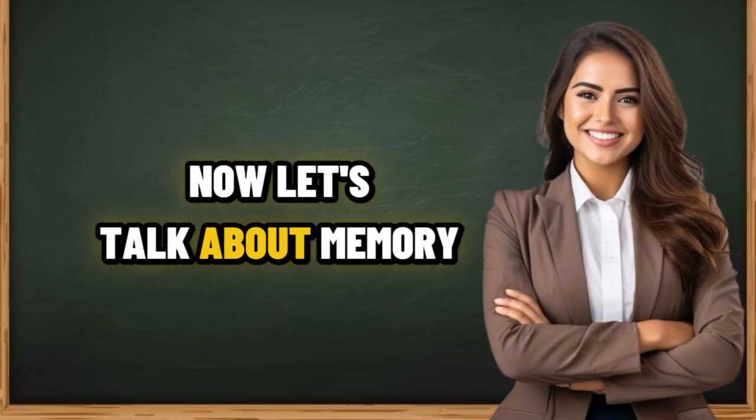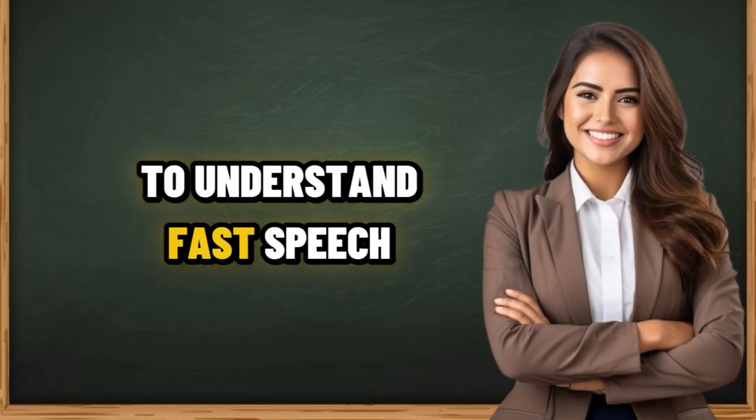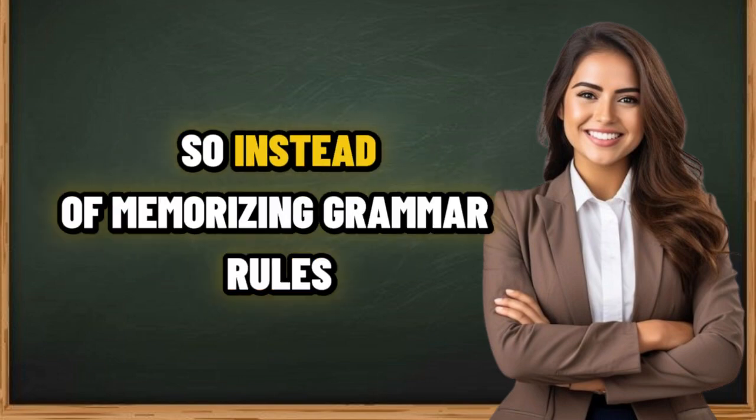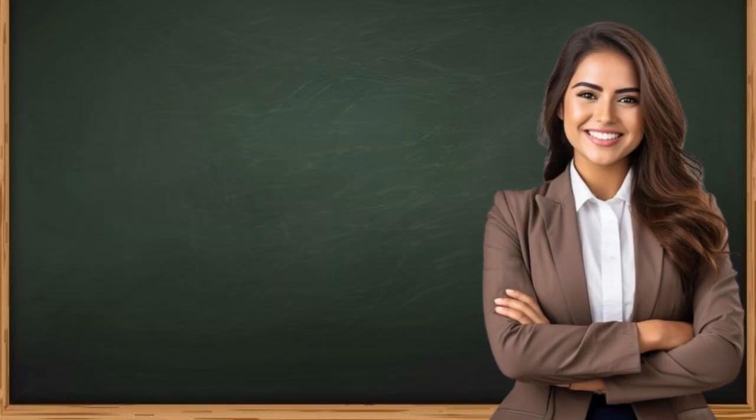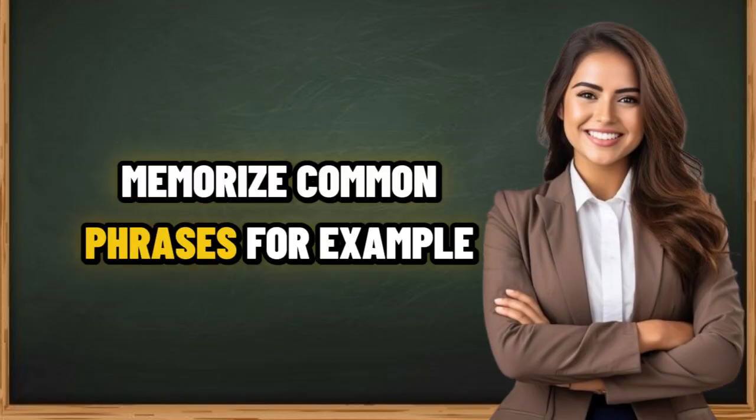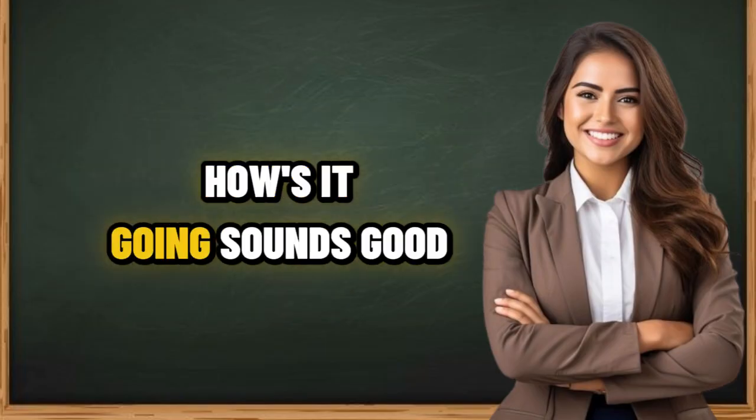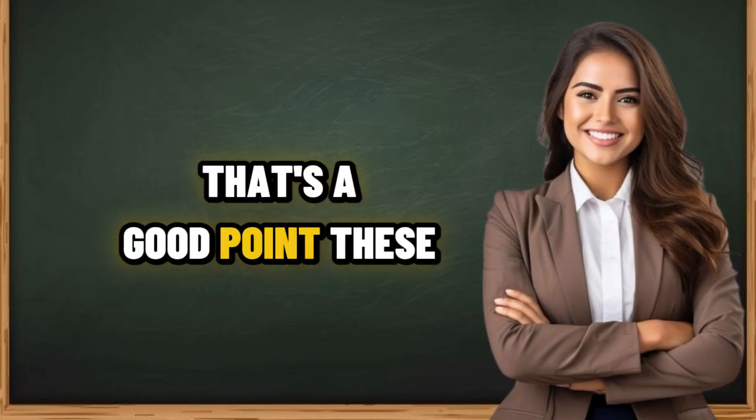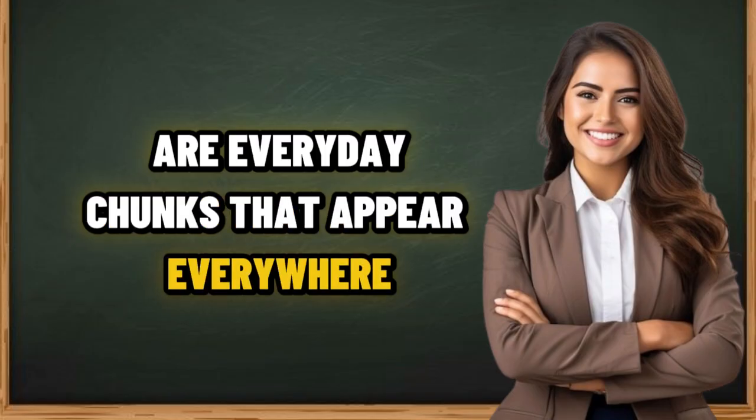Now, let's talk about memory. To understand fast speech, your brain must recognize patterns quickly. So instead of memorizing grammar rules, memorize common phrases. For example, "How's it going?" "Sounds good." "I'm not sure." "Let me check." "That's a good point." These are everyday chunks that appear everywhere.